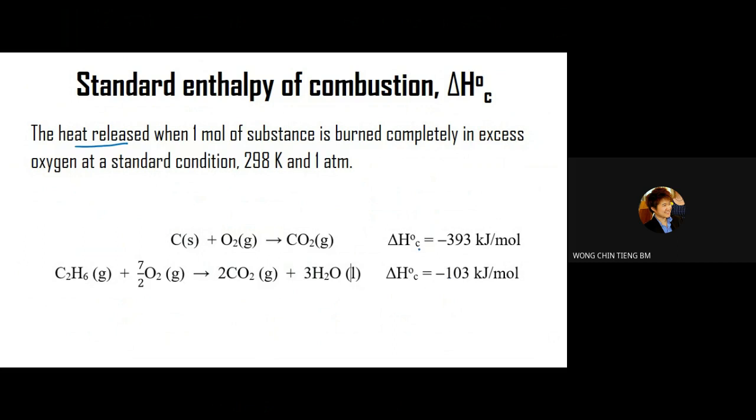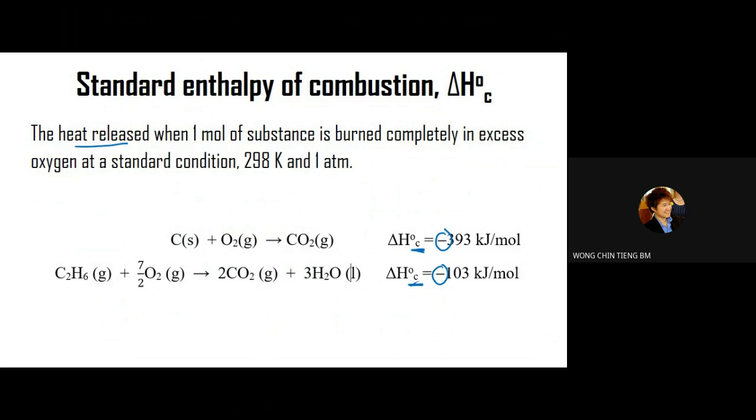Dengan kata lain, untuk combustion, formation pula. Untuk combustion, it will forever be negative because any type of combustion, heat will definitely be released. Betul? So, heat release when one mole of substance is burned completely in excess of oxygen. In complete combustion, pernah dengar?